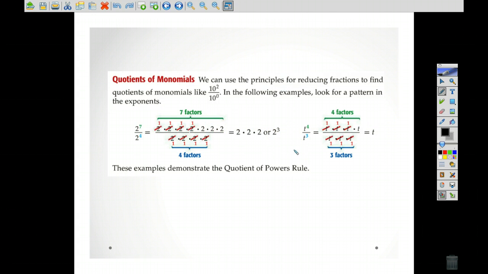Same thing when you come to t's: you have t to the 4th over t to the 3rd. There are 4 t's on top and 3 t's on the bottom. Each one cancels another out, and you're left with 1 t. So look at the pattern: 7 and 4 becomes 3; 4 and 3 becomes 1.